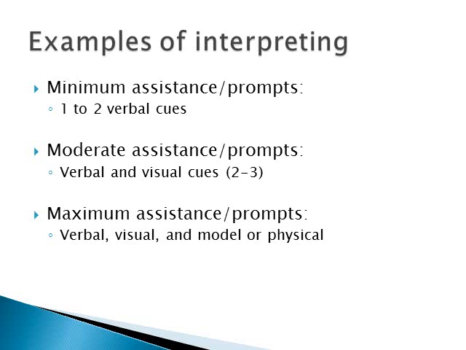One way to look at minimum assistance may be one to two verbal cues, whereas moderate assistance may be verbal and visual cues in about two to three of them. And then maximum assistance or prompts may be where you have to combine a number of different types of prompts, ranging from verbal, visual, and model or physical.